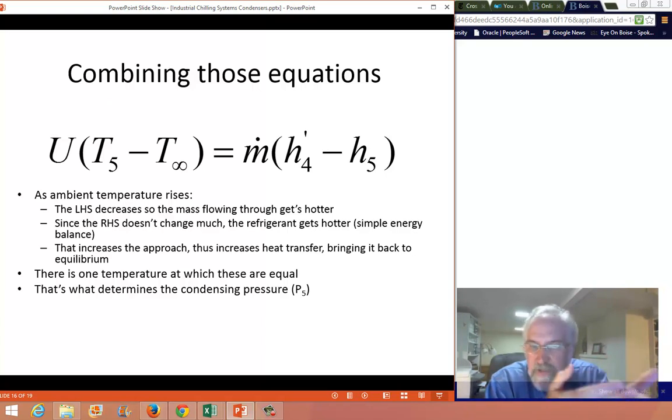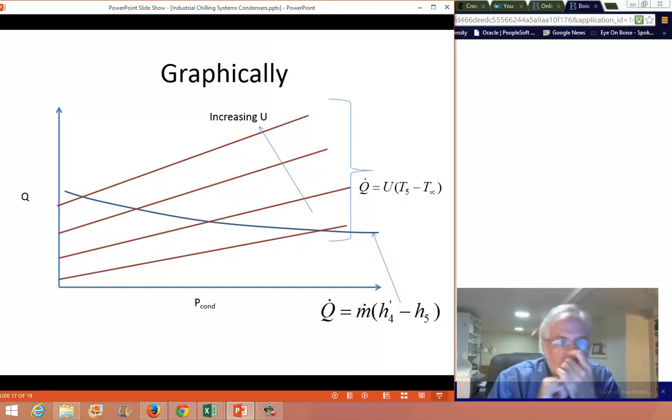For any given set of circumstances, there's really only one equilibrium point, and that's what determines the condensing pressure in these systems. I've really struggled with this, so bear with me. I think we can understand it. Here's a simple, kind of cartoony graph where you have the heat transfer on the vertical axis, condensing pressure on the horizontal axis, and the blue line represents the thermodynamics. That's the amount of heat that's being brought to the condenser by the refrigeration system. I've shown a modestly decreasing line. It could be flat. I think it's going to vary on a case-by-case basis.